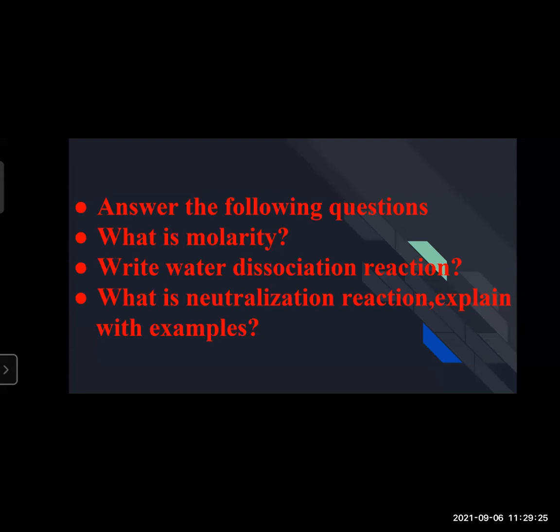Write the water dissociation reaction. So simple. You should know the molecular formula of water, H2O. When water is dissociated, we will give an arrow, and on the arrow we will write dissociation. So when water gets dissociated, the H plus ions and the OH minus ions get separated. So H2O on dissociation gives H plus and OH minus ions.